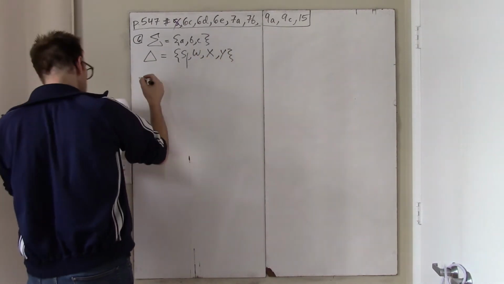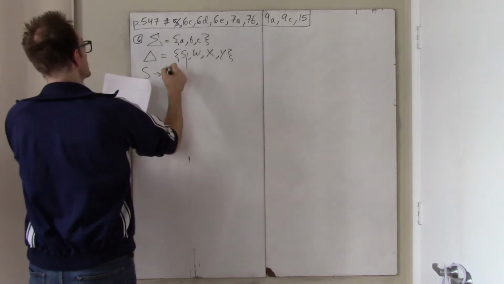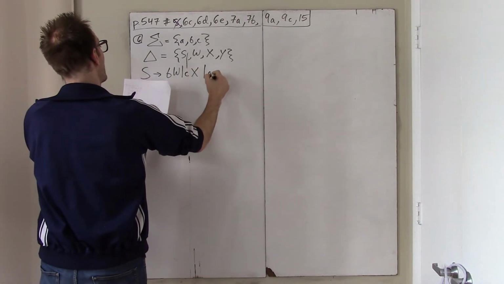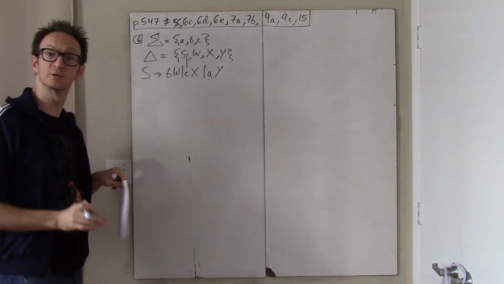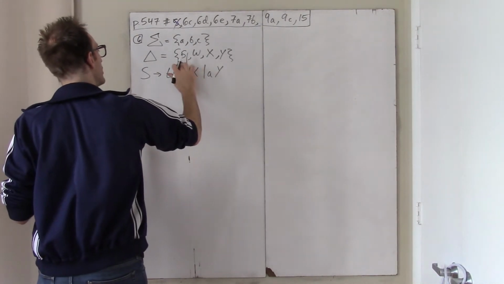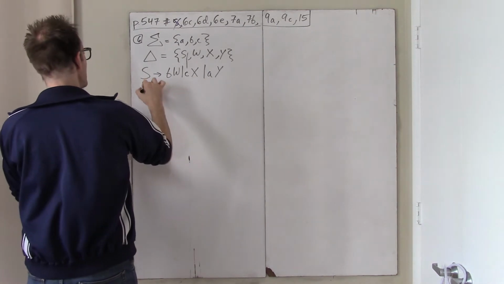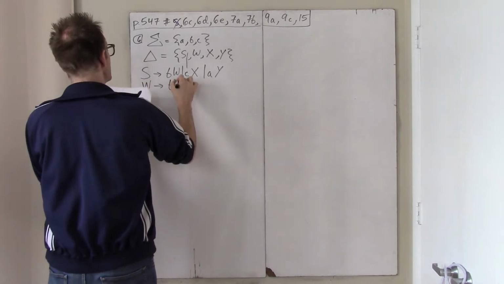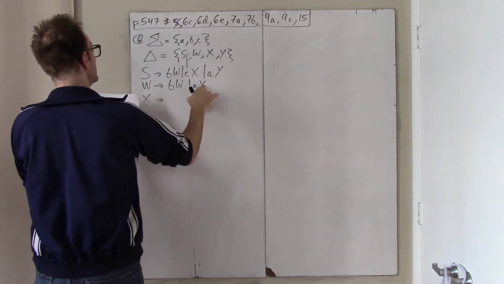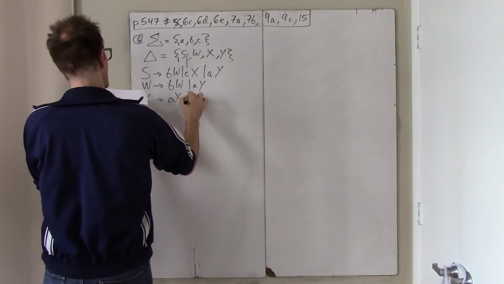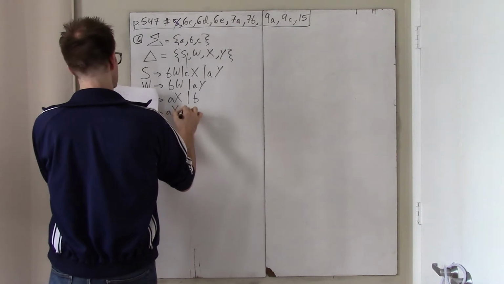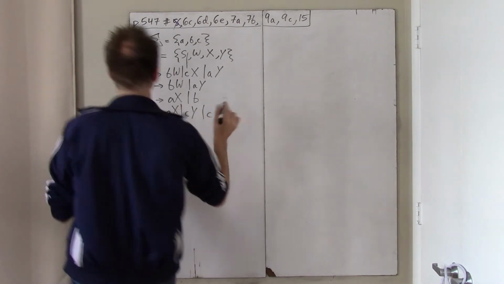And now here are the rules. There's a lot of them. So S goes to BW, or CX, or AY. And now since the alphabet doesn't include zeros and ones, this one is not confusing me, so I am back to the OR notation. W goes to BW or AY. X goes to AX or B, and Y goes to AX or CY or C.